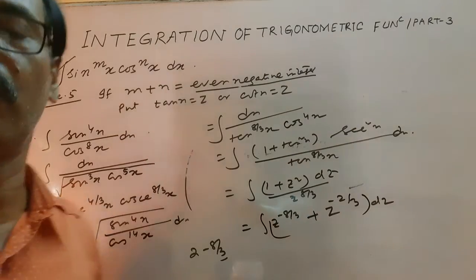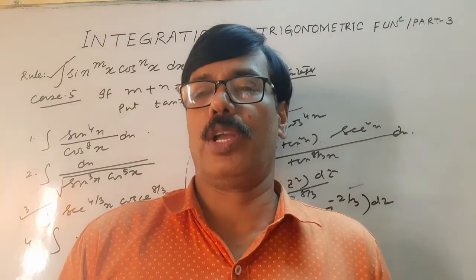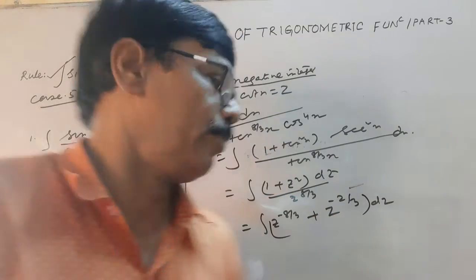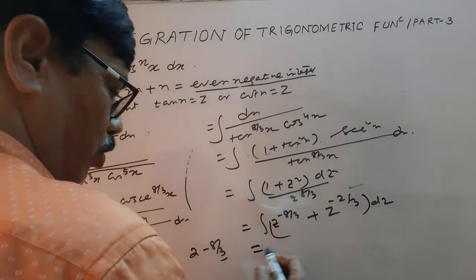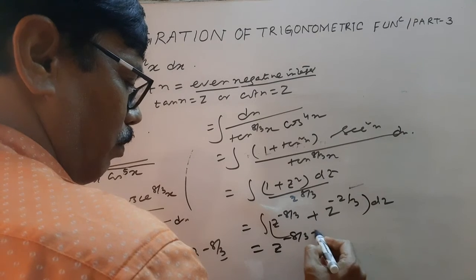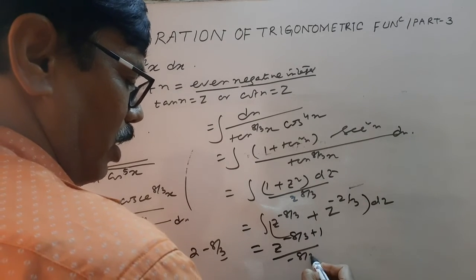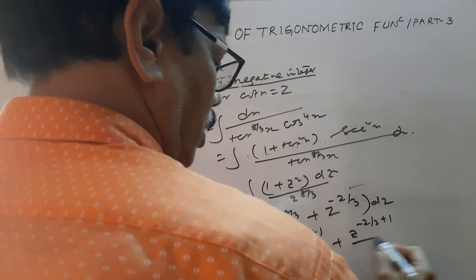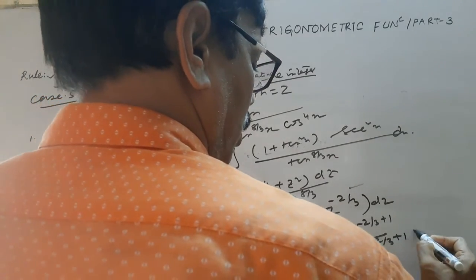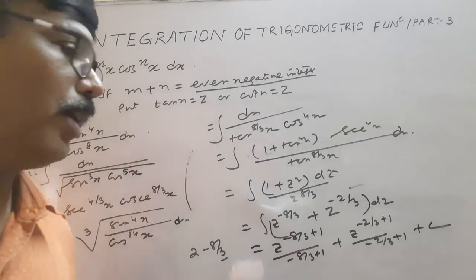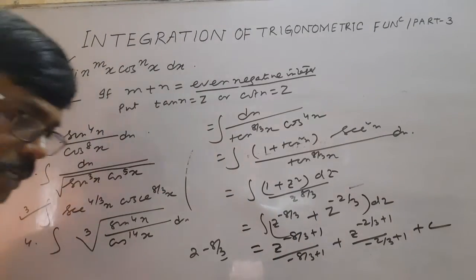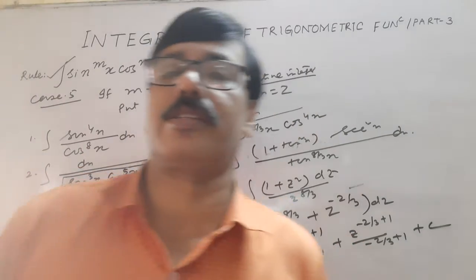Anyhow, you have to put the integrand in standard form. So this is z to the power minus 8 by 3 plus 1 over minus 8 by 3 plus 1, plus z to the power minus 2 by 3 plus 1 over minus 2 by 3 plus 1, plus c, where z equals tan x. Simplify and you get the result.